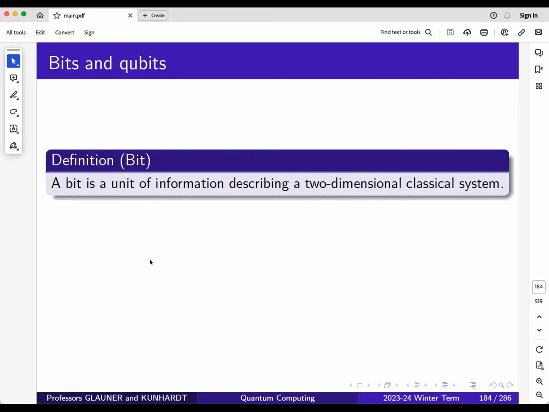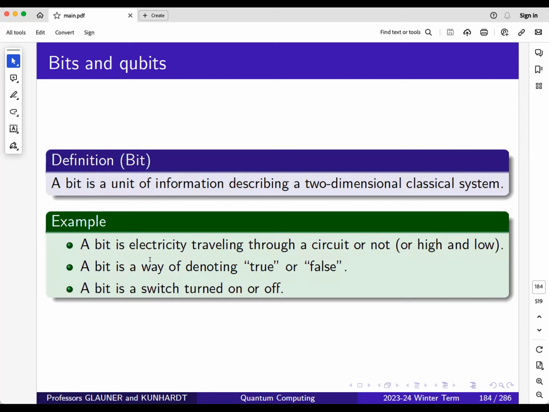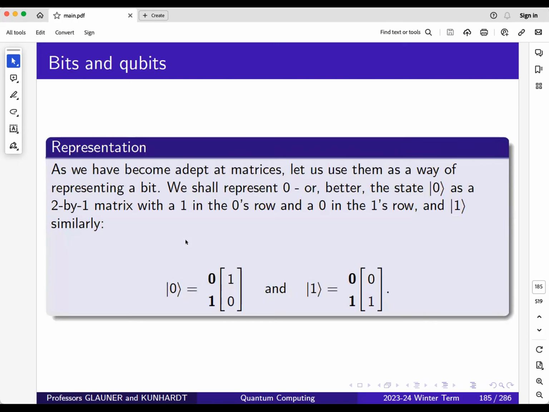Now, a bit is the very basis of a classic computer. And a bit is either 0 or 1. And this can mean different things, like it's considered to be true or false, a switch is on or off, or electricity travels through the circuit or not, or high voltage or low voltage, whatever. So there are different ways what a 0 and 1 could mean.